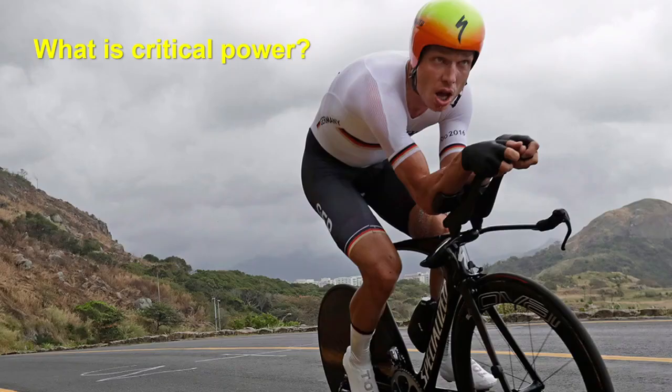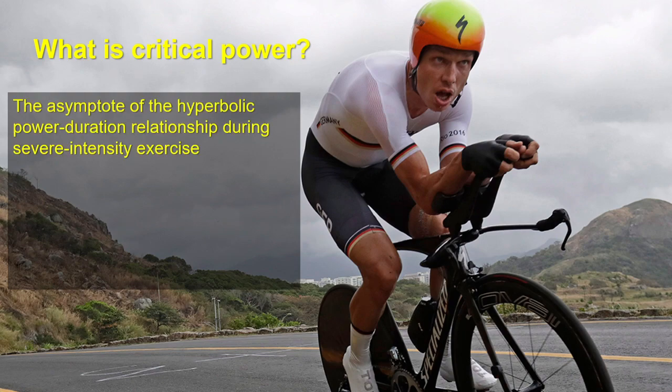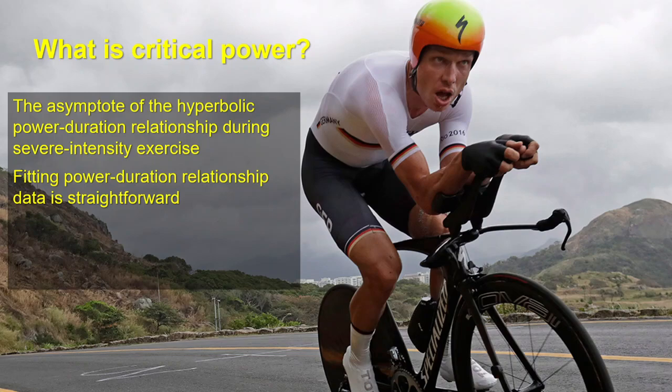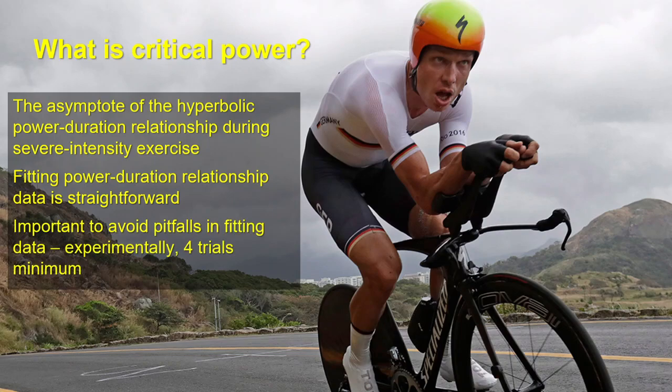What is critical power then? Well, it's the asymptote of the hyperbolic power duration or speed duration relationship plotted from severe intensity exercise. Fitting the power duration relationship is straightforward mathematically and logistically, but you've got to be a bit careful. You need to be able to avoid the pitfalls in fitting data. If you're using critical power experimentally, you really need a minimum of 4 predicting trials, ideally more than that, although obviously there are practical and logistical constraints to that.